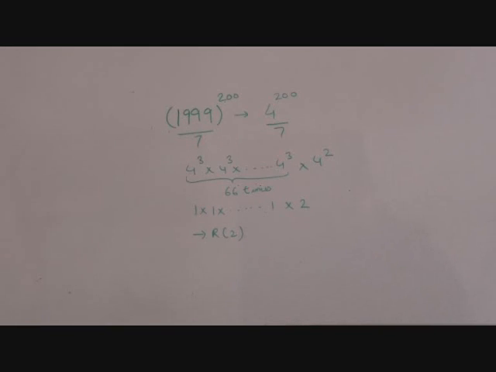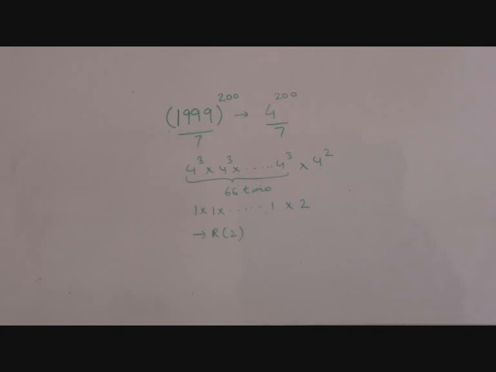Now let's extend this question a little more. You would understand the simplicity of what we are doing. So let's say you have to find the remainder when 1999 raised to power 200 is divided by 7. First of all, you'll divide 1999 by 7 as we have seen before. So we'll get 4 raised to power 200 when divided by 7. I have to find the remainder.